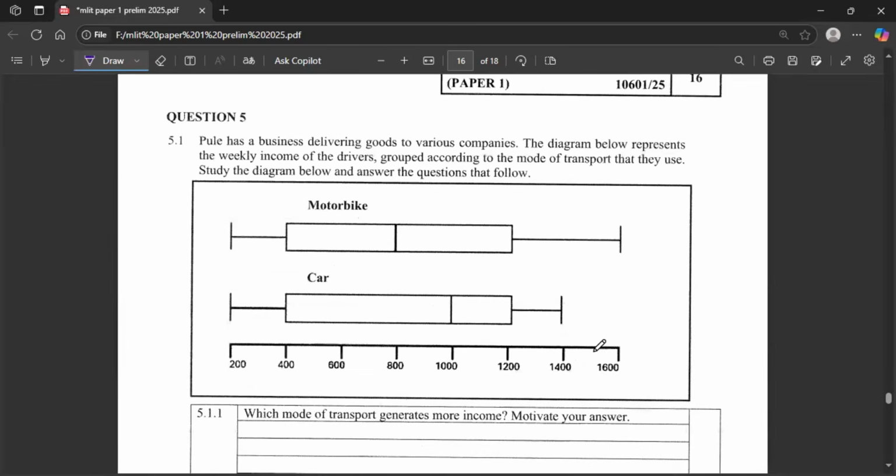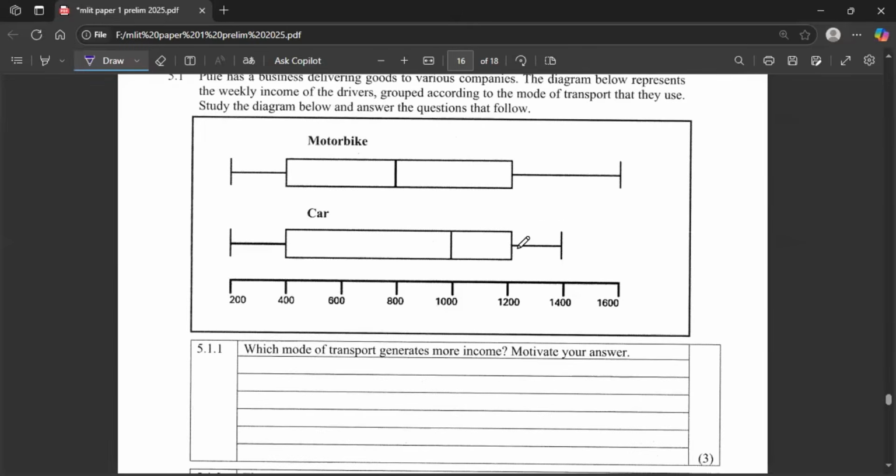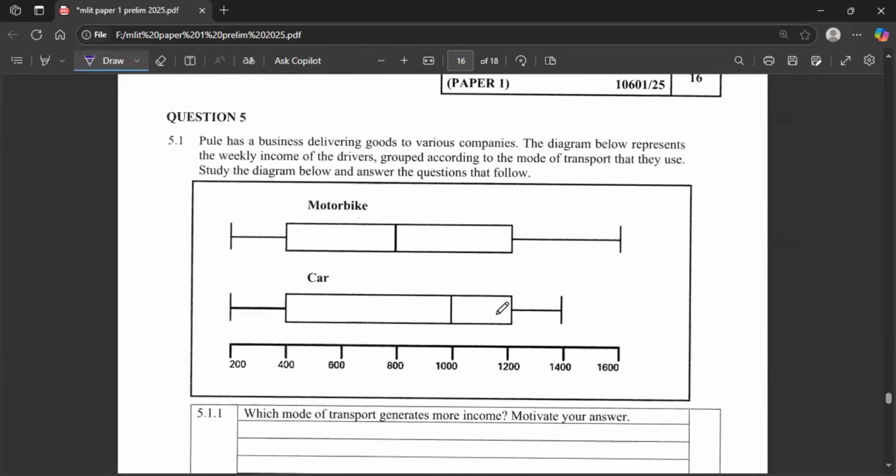Okay, so then we have question 5. They're telling us that Pule has a business of delivering goods to various companies. The diagram below represents the weekly income of the drivers grouped according to the mode of transport that they use. Study the diagram and answer questions that follow. Which mode of transport generates more income? Motivate your answer.